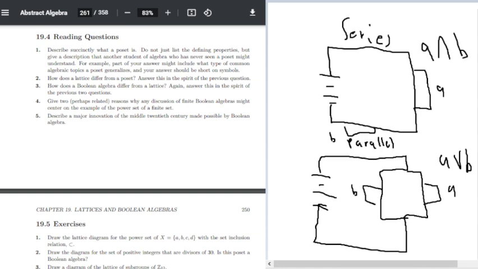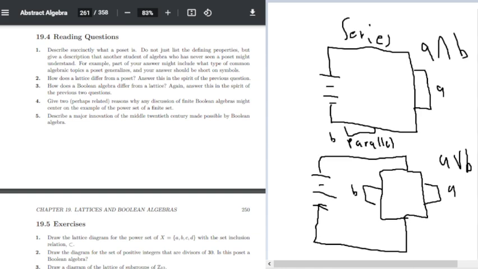Alright, how does Boolean algebra differ from a lattice? Again, answer this in the spirit of the previous question. A Boolean algebra is basically a lattice with additional structure. Distributivity, the sense of complements, so that you're able to do like logic in terms of like if you have something, you have its complement in a set theoretic sense. Distributive, complement, the largest and smallest things. I think that's it in terms of Boolean algebras. Oh gosh, I just keep forgetting all the exact properties.